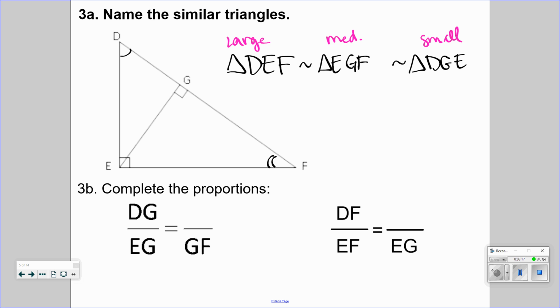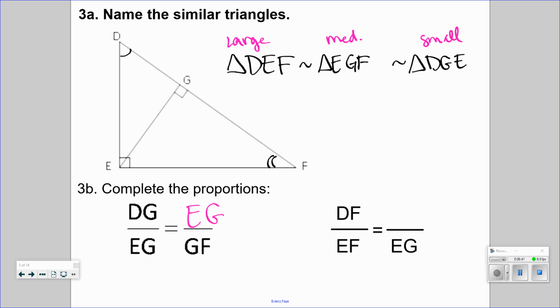So you have BG over EG, so it's the two legs of the smaller triangle: the short leg and then the long leg. And then if you look at E or F, GF is the long leg, so you need the short leg, so EG.